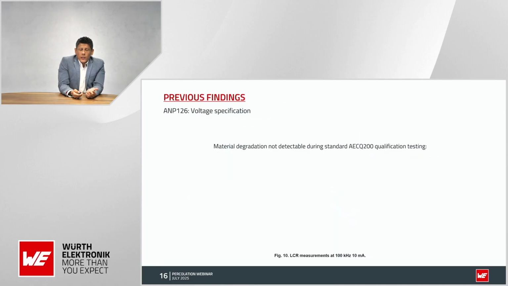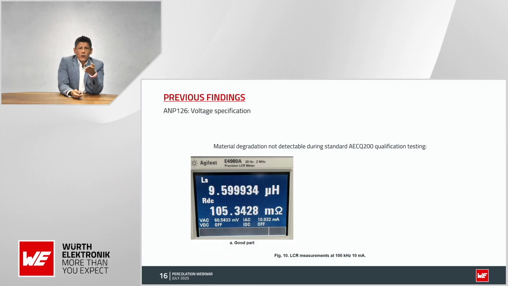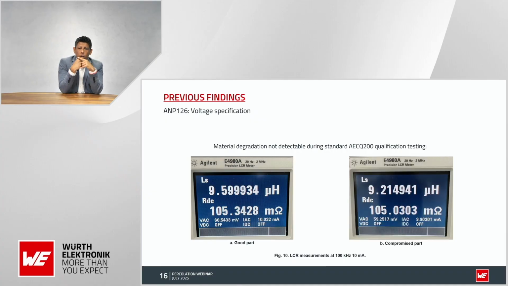Why is that not part of, for example, the qualification of the components? In our application note regarding voltage specifications, we use the example of the same article before and after application of a high voltage exposition. And you can see here, according to the regulation of the AEC-Q and the instruction set, we have no kind of problem. You can see that the inductance came between the parameters, and the resistance as well.